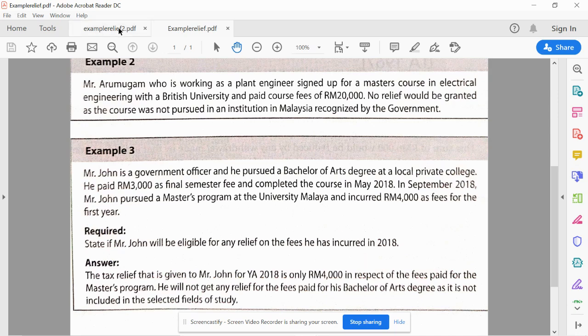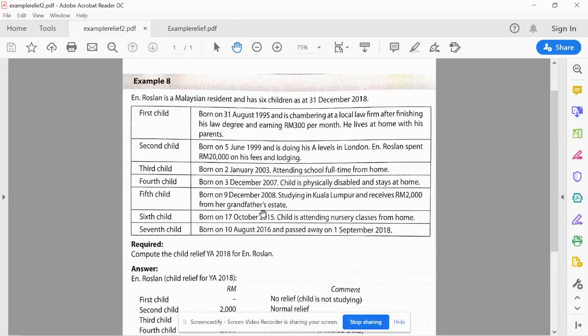All right, next example is Encik Roslan here. He is a Malaysian resident and he has 6 children as at 31st December 2018. We have here first child born on 31st August 1995 and is chambering at a local law firm after finishing his law degree and earning 300 ringgit per month. He lives at home with his parents. Second child born on 5th June 1999 and is doing his A-level in London. Encik Roslan spent 20,000 ringgit on his fees and lodging.